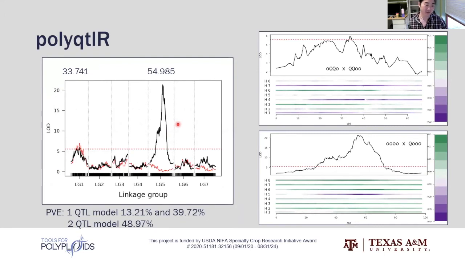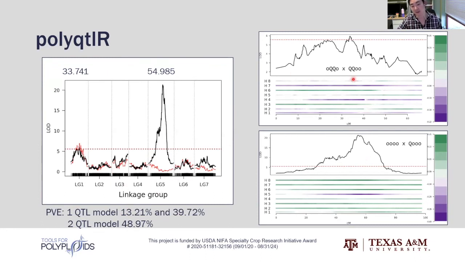scan. However, PolyQTLR said that both the QTL on 1 and the one on 5 were significant. What you see in the black is kind of a first scan, and what you see in the red is taking this QTL on 5 as a cofactor, which makes this a little bit more significant. And using PolyQTLR to estimate the PVE using a 1 QTL model, it's about 13% for the one on 1 and almost 40% for the one on 5. Using a 2 QTL model, it's almost 49% for both of the QTL.